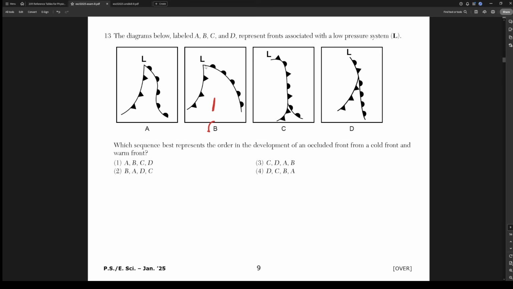And then it's going to start to meet up at the top and then zipper down. So it's going to go 1 here, then 2, then 3, and then 4. So this looks like B, A, D, C. So then that's going to be that one. That's a very specific weather question.